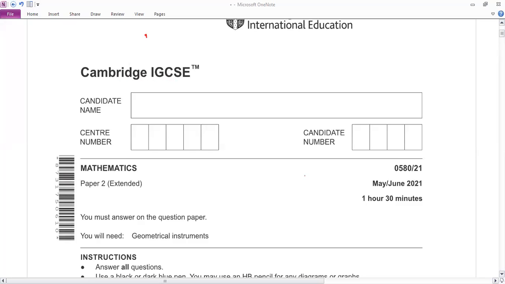Cambridge IGCSE 0580 is our course code. It's paper 2 variant 1, and this is the extended variant for May-June 2021.